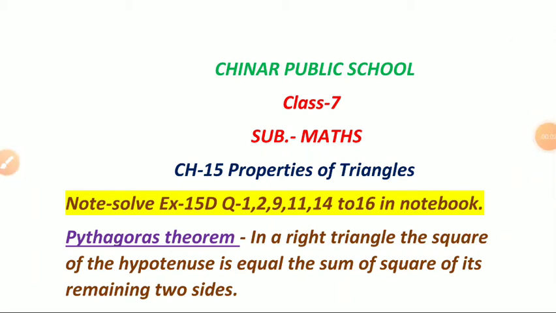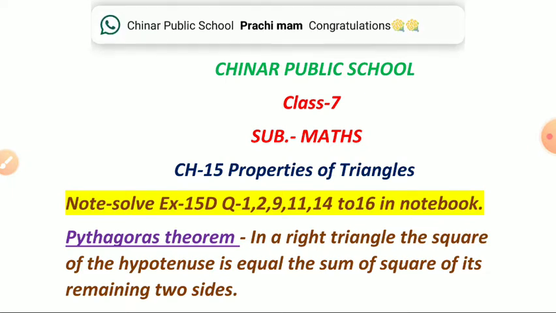Hello everyone. Today we will learn one more topic from properties of triangles, that is the Pythagoras theorem. This is a very important topic and it is given by a famous mathematician Pythagoras. That's why its name is the Pythagoras theorem. Actually this mathematician had talked about a right angle triangle and he had given the relation in all the three sides of a right angle triangle.